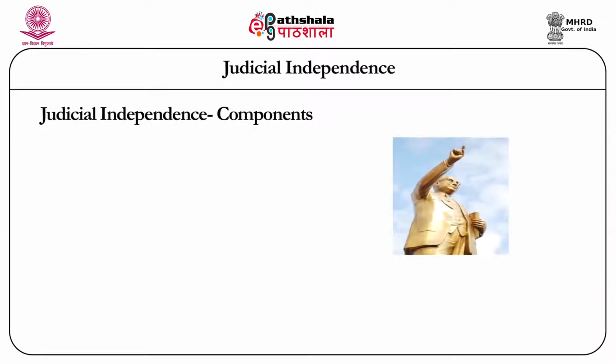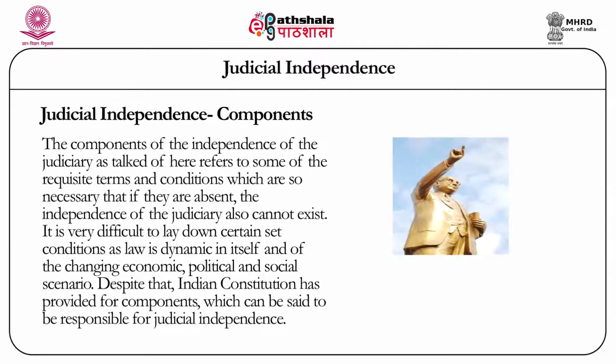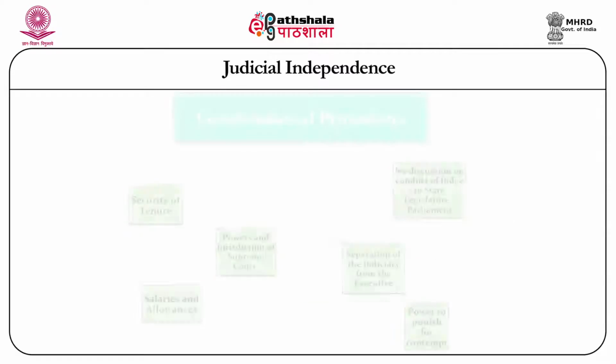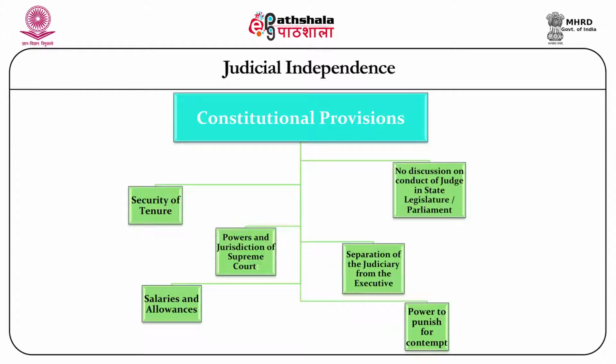When we talk about the components of judicial independence, the components here refer to some of the requisite terms and conditions which are so necessary that if they are absent, the independence of the judiciary cannot exist. It is very difficult to lay down certain set conditions, as law is dynamic in itself and because of the changing economic, political and social scenarios. Despite that, the Indian Constitution has provided for components which could be responsible for ensuring independence. We have certain constitutional provisions with regard to this.